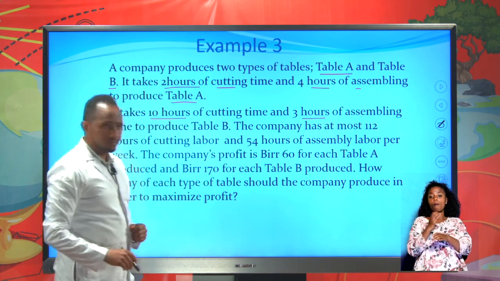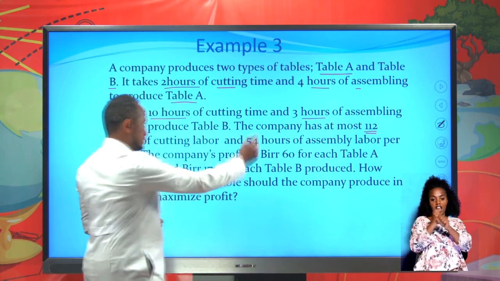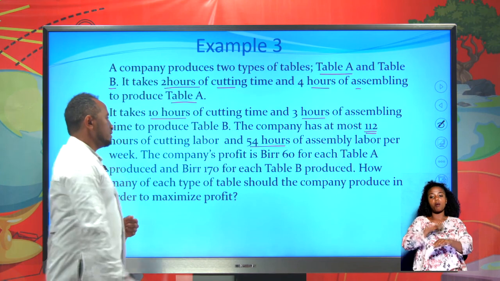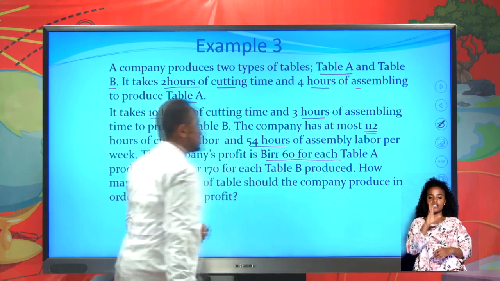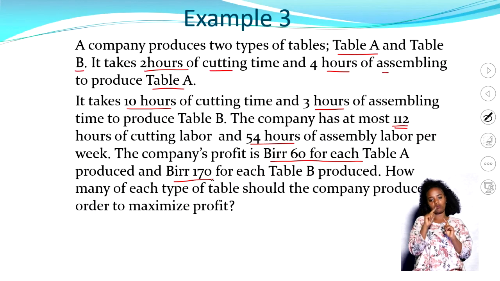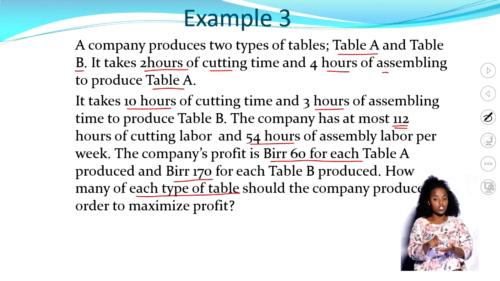The company has at most 112 hours of cutting labor and 54 hours of assembling labor per week. The company's profit is 60 birr for each table A and 170 birr for each table B produced. You are asked to find how many of each type of table the company should produce in order to maximize the profit. To solve this problem, we need to formulate the linear programming model. To formulate this, let's see the given data in table form.